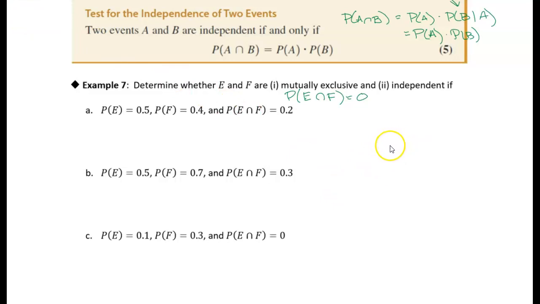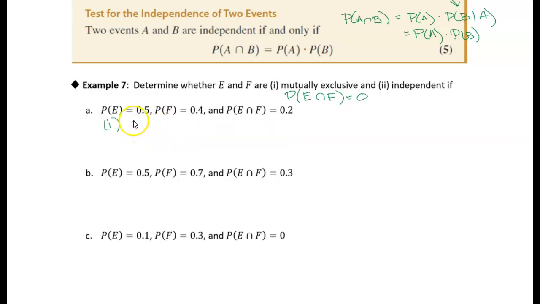And if they're independent, then we can multiply the probabilities to get the probability of both E and F happening. All right, so let's test this. So in here we're just given some probabilities. We don't know any context around where these probabilities came from or what they apply to, and we just want to figure out whether they're mutually exclusive, and whether they're independent. So we're first going to test for mutual exclusivity.